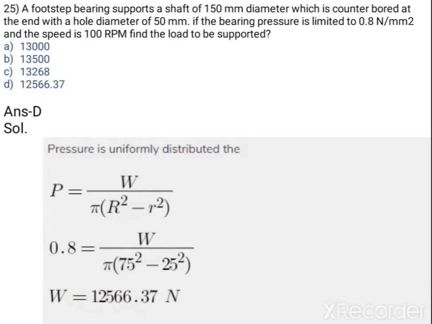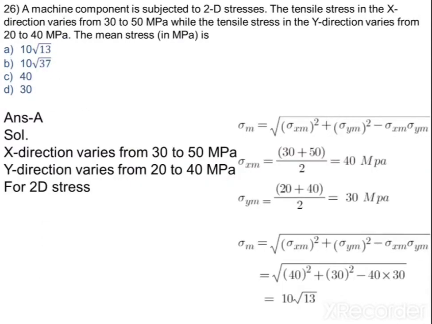Very easy question. Now question number 26. A machine component is subjected to two-dimensional stresses. The tensile stress in x direction varies from 30 to 50 megapascal, while tensile stress in the y direction varies from 20 to 40 megapascal. The mean stress in megapascal is, 4 options are there.